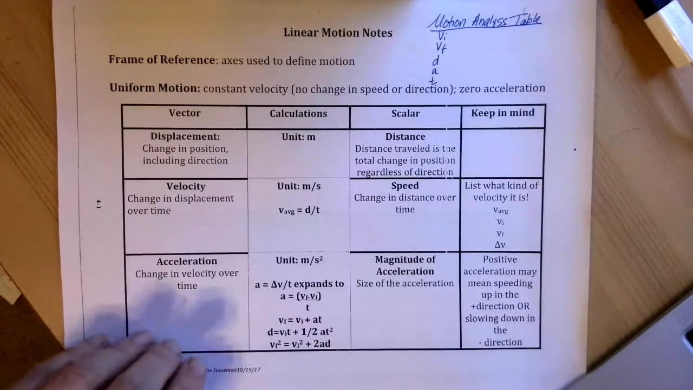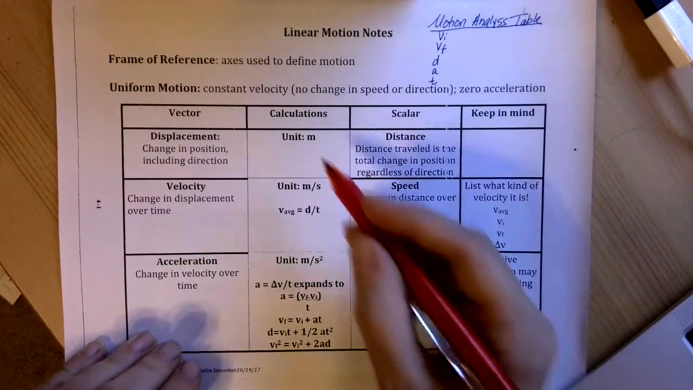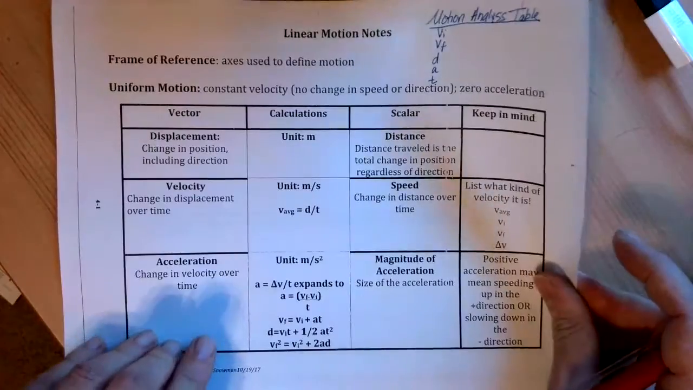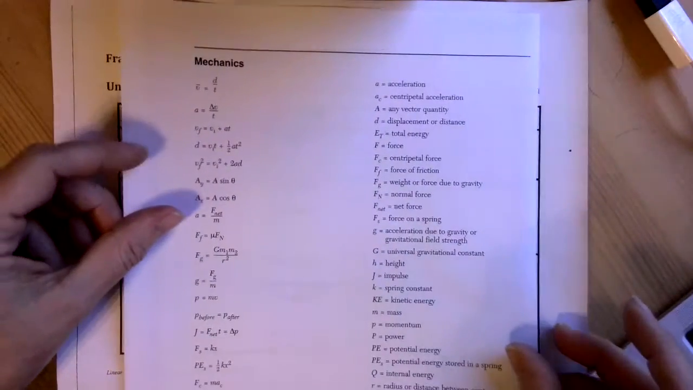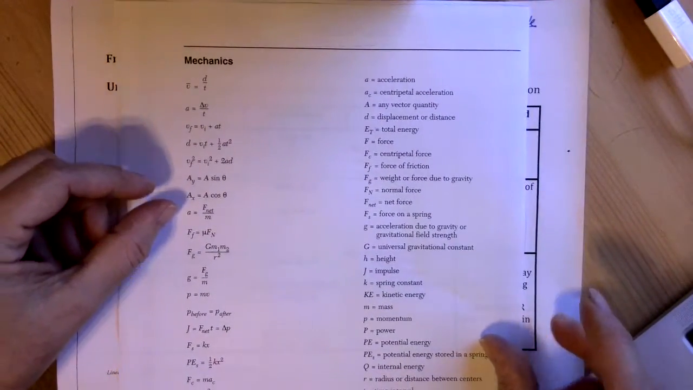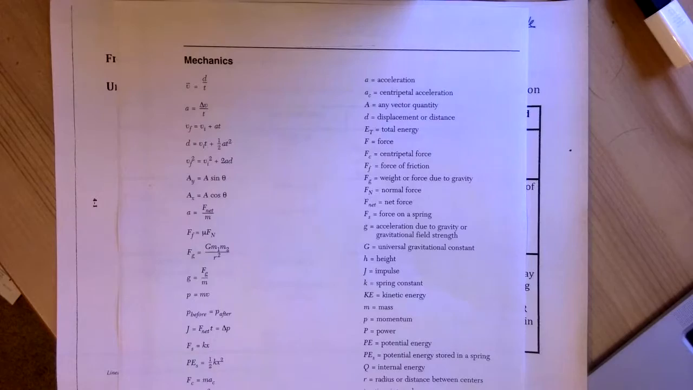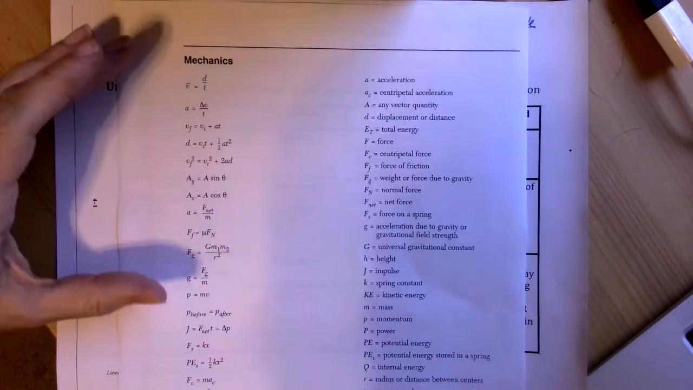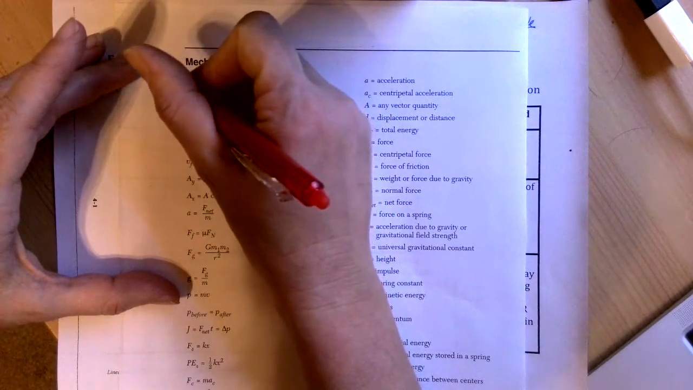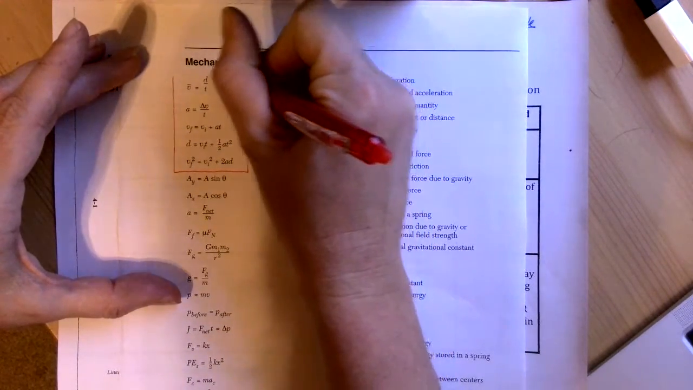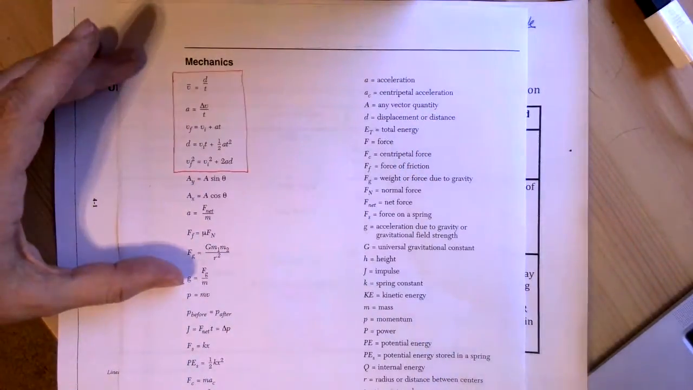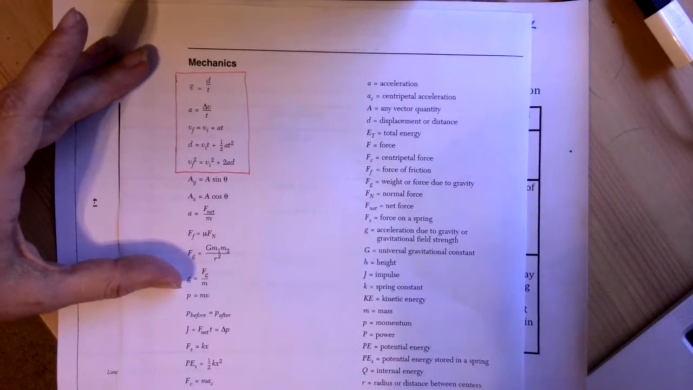Just to point out that these formulas that are all written here are also on your reference tables. We're going to be using this mechanics page in your reference tables basically through the holidays. The equations that we're looking at right now are these right here. We're going to be using all of these. They're called the kinematics equations.